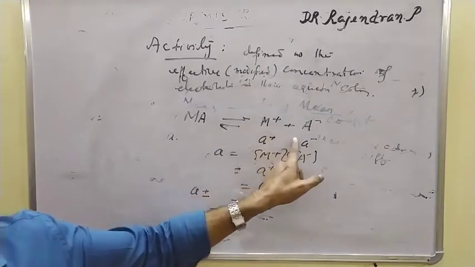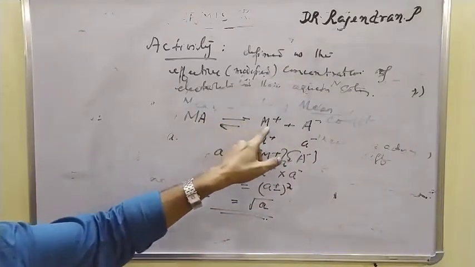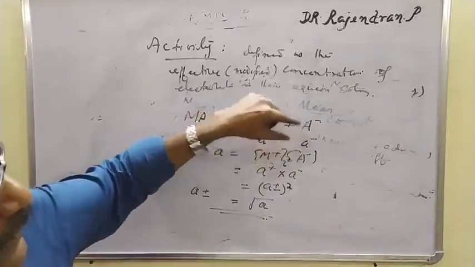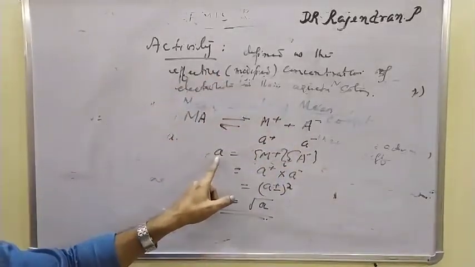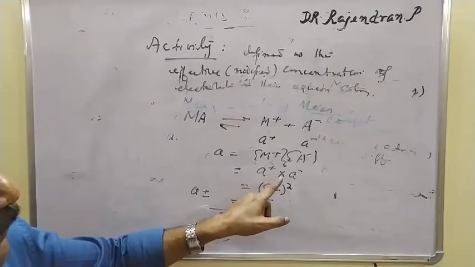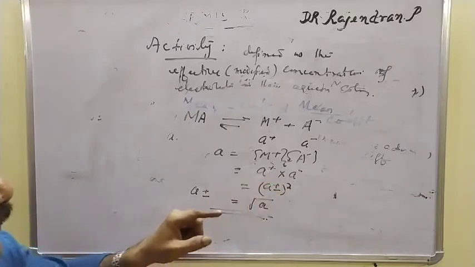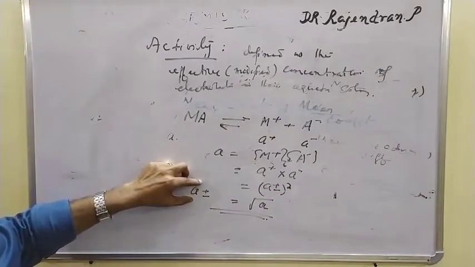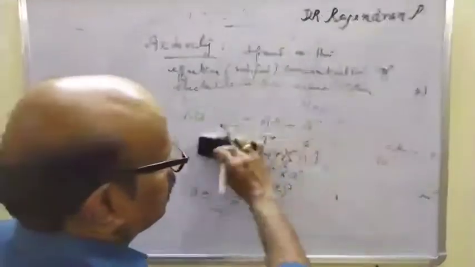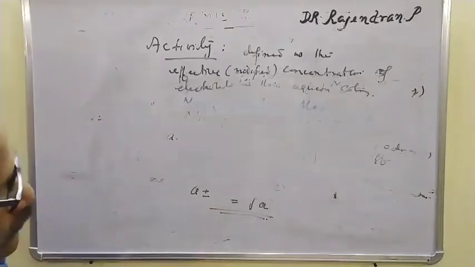This is the case of a univalent electrolyte, or 1,1 electrolyte MA. It will dissociate to M plus and A minus, so it will give one positive and one negative ion in the aqueous solution. Therefore the activity is a plus into a minus, that is a plus or minus the whole square. So the mean ionic activity a plus or minus is equal to the square root of a. So in the case of a binary univalent electrolyte, the mean ionic activity is the square root of a.